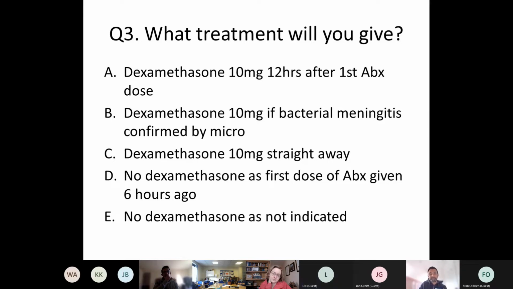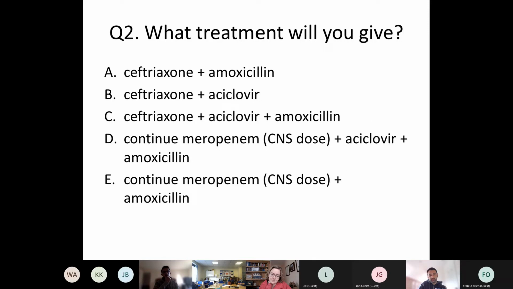Straight away. I missed that. Someone said straight away. Okay, good. There's a few options there. When I go through to the answers, hopefully this will be clarified.